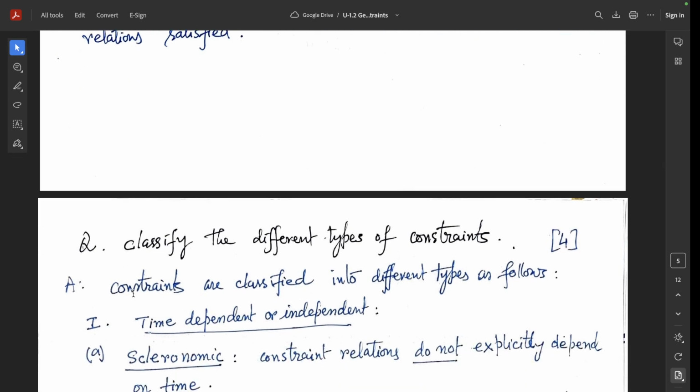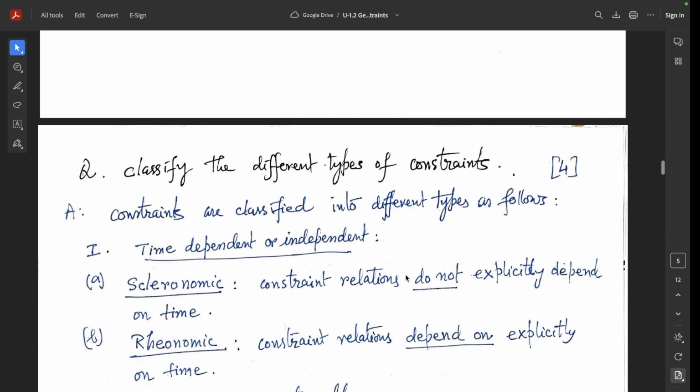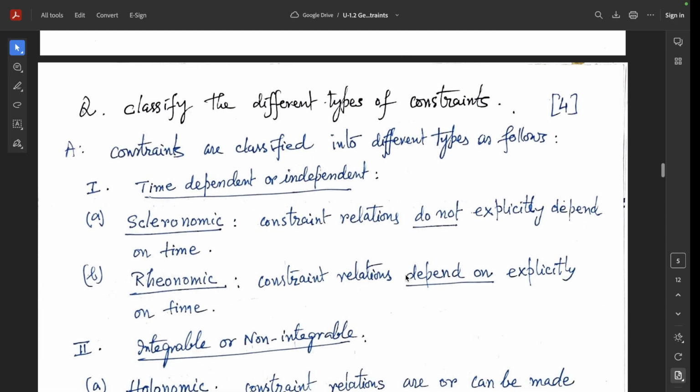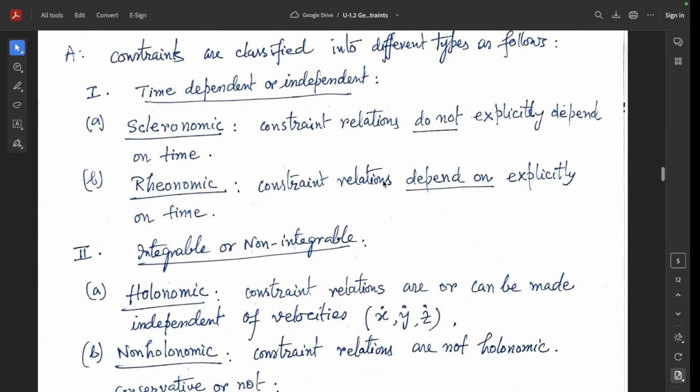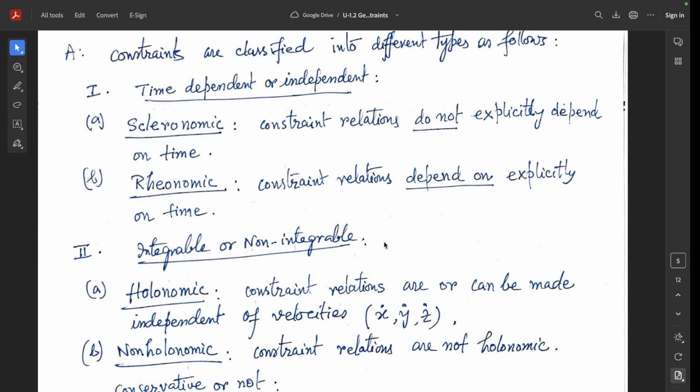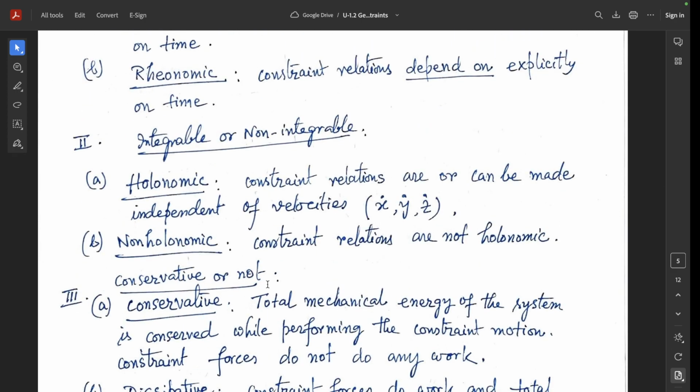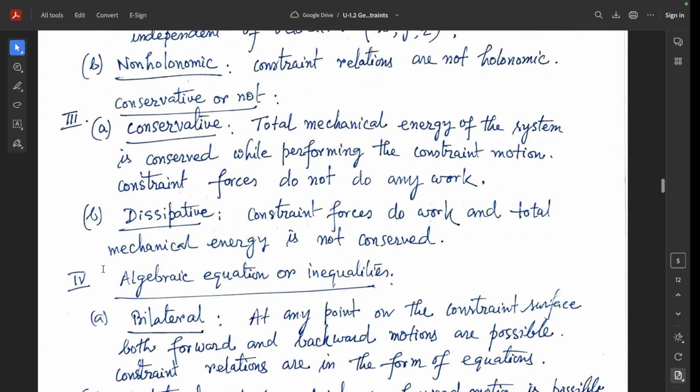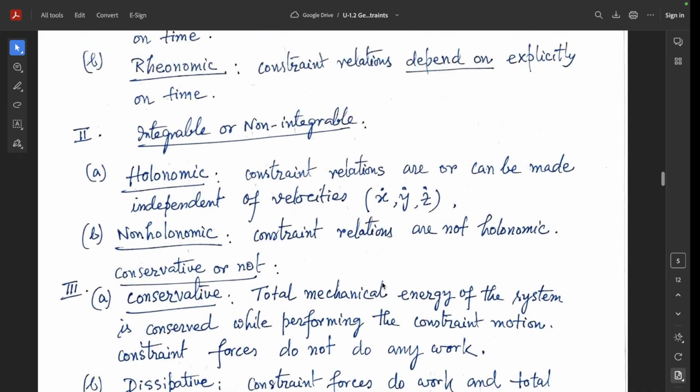Next question, classify the different types of constraint. Constraints are classified into different types as follows. First, we can classify the constraint as time dependent or independent. Number two, integrable or non-integrable. Number three, conservative or non-conservative. And number four, algebraic equation or inequalities.